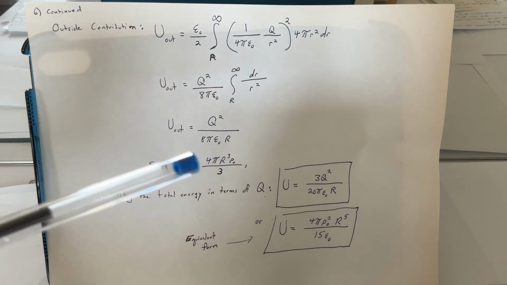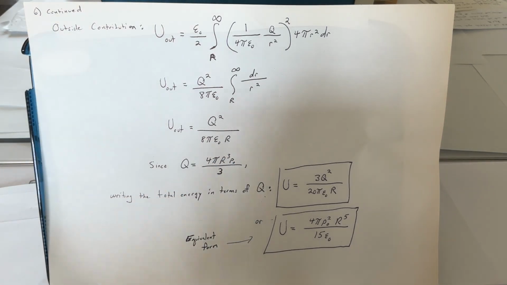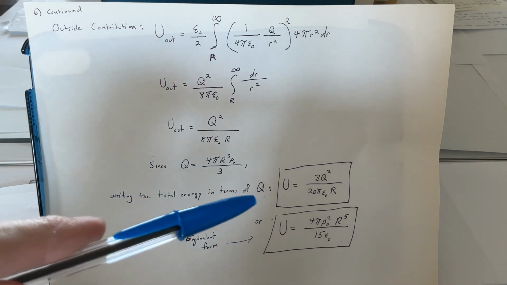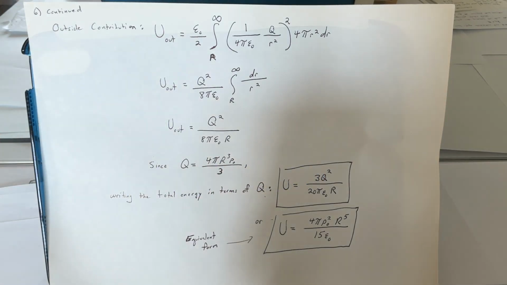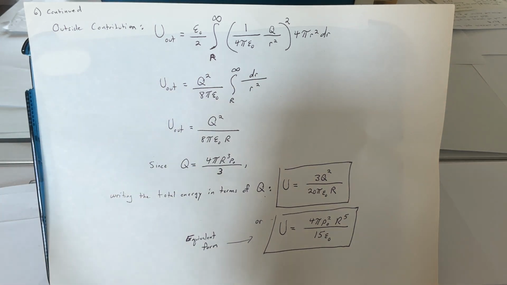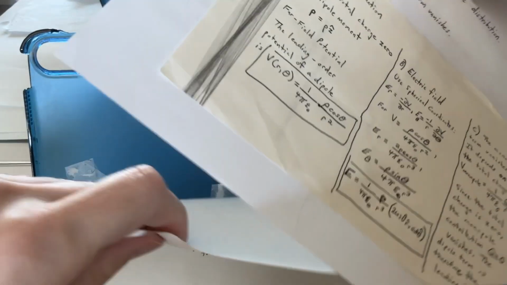And since Q equals 4 pi R cubed rho naught over 3, we could write the total energy in terms of Q. U equals 3 Q squared over 20 pi epsilon naught times R, or equivalent form, U equals 4 pi rho naught squared capital R to the fifth over 15 epsilon naught. So this takes care of number 6. And now we can move along to number 7.